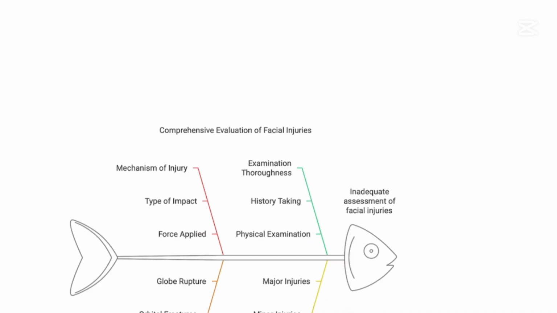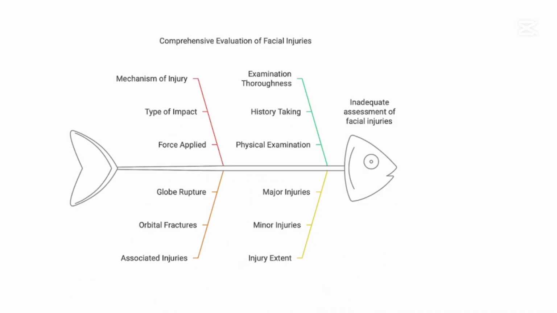So basically, going back to the same thing: mechanism of injury, what is the type of impact, the force, and with that, whether there are globe ruptures, orbital fractures or associated injuries. To determine what has happened, you have to take a good history. Examination can reveal major injuries, which are life-threatening and need complicated surgery, minor injuries, and the extent of the injury. Inadequate assessment of facial and eye injuries might lead to serious complications, which could have been prevented.